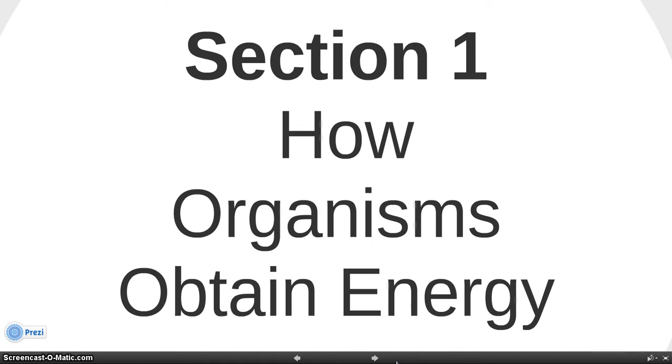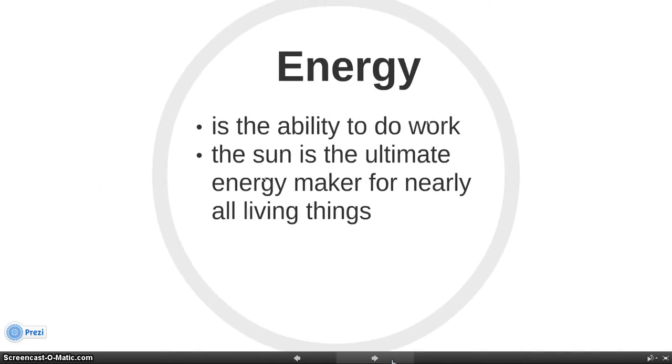Section 1. How organisms obtain energy. Energy, by definition, is the ability to do work. This isn't talking about your homework workload, but rather how your body uses fuel, meaning the food that you eat, to make energy for all of the demands we put on our bodies daily.